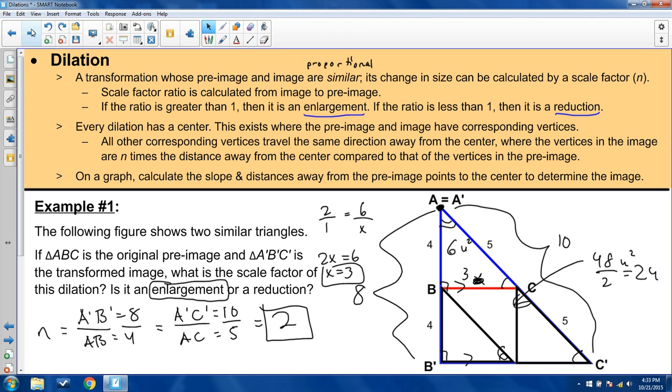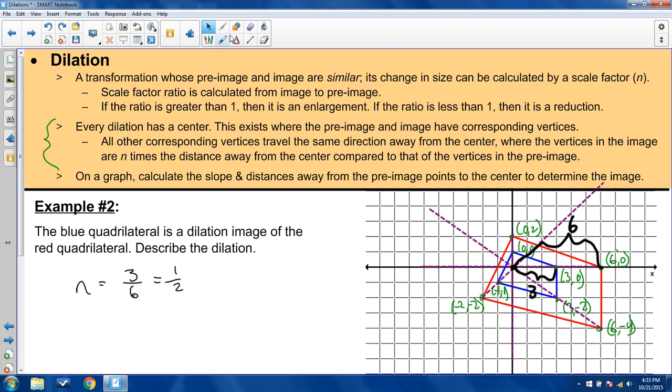So don't say that just because something is twice as big in area, or if you say something's twice as big, you have to specify. Are you talking about length? Are you talking about area? Perimeter, area, or volume? You have to determine. We're talking about perimeter.